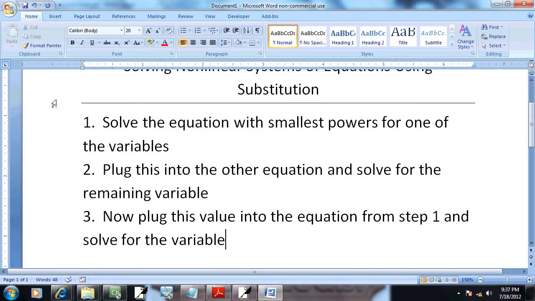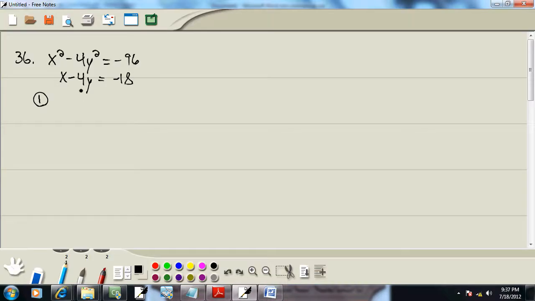Now step 1, solve the equation with the smallest powers for one of the variables. Well, the one with the smallest powers is the second one. So we got x minus 4y equals negative 18, and we want to solve it for one of the variables. x is the easiest, so I take negative 4y to the right side, and we got x is equal to a positive 4y minus 18.